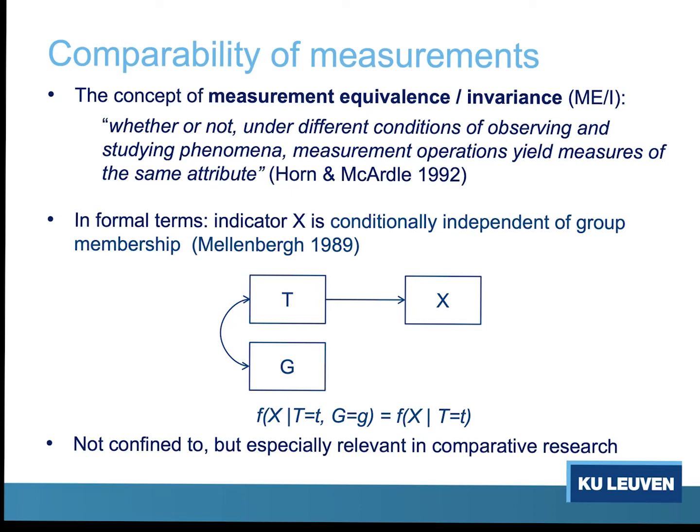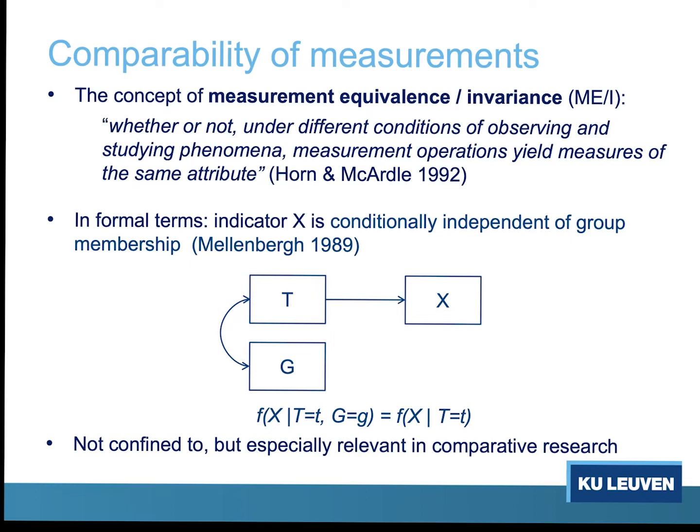Or in other words, if you take 2 persons from a different group that have the same score on T, that are as intelligent, they should perform equally well on your exercise. And if this is the case, then we say your measurement is invariant, it's comparable, right? And we can work with it. Okay, I see that I'm slower than expected, so I'll skip a couple of slides.